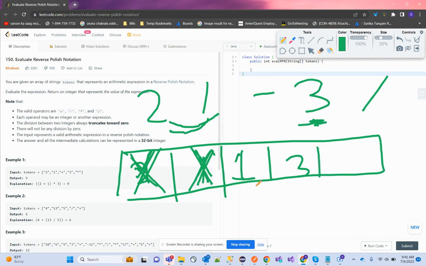So when I'm doing division, 1 divided by 3, what is it going to be in the zero format? It is going to give you 0 point something something. But in the question, they have written that whenever there is something 0 point something something, we have to truncate it towards 0. So we are going to pop these 2 and divide it, and our answer is 0. This is the way we have to do it. And yeah, the time complexity is O of n, and space is also O of n.